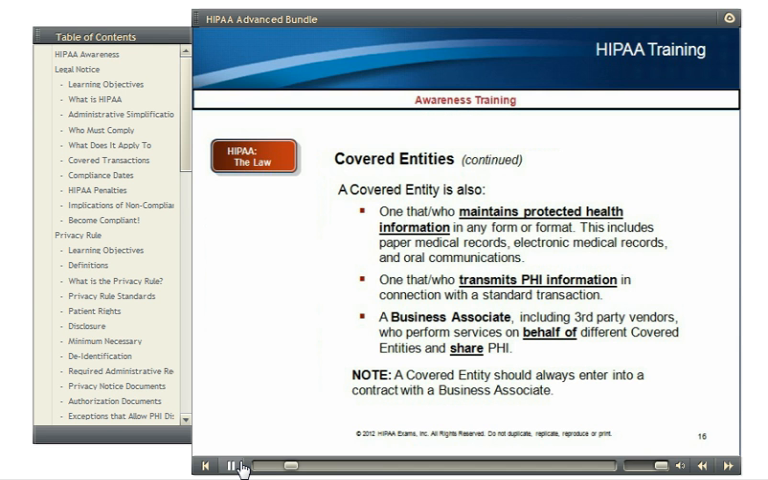A covered entity is also one that or who maintains protected health information in any form or format. This includes paper medical records, electronic medical records, and oral communications.